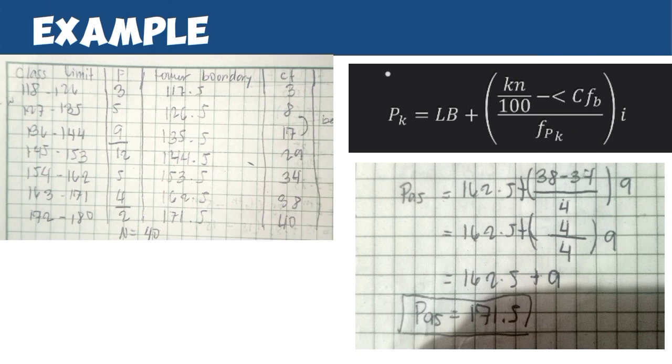Now copy the lower boundary, which is 162.5 and 4 times 9 is equals to 36. So 36 divided by 4 is 9. So 162.5 plus 9 is equals to 171.5. So the percentile 95 is equals to 171.5.